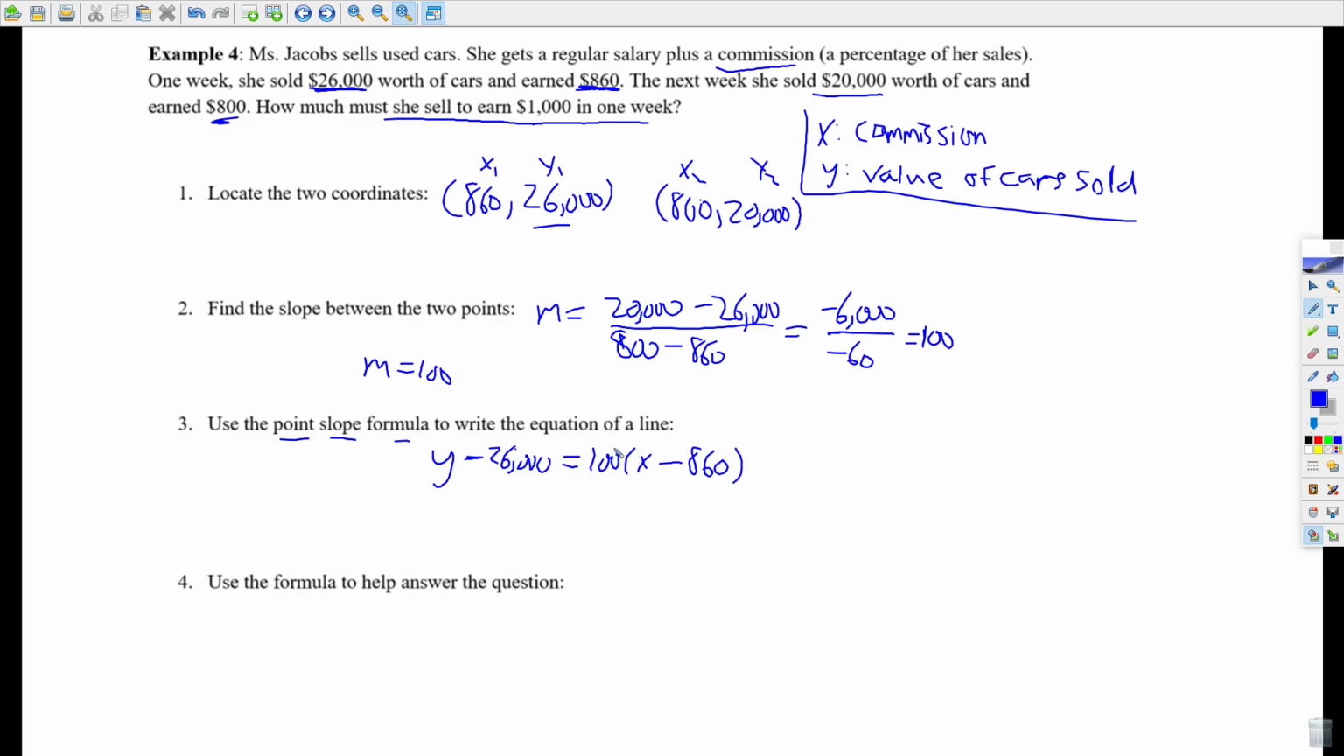All right, we'll distribute. So y minus 26,000 equals 100x. 100 times x is 100x, and then 100 times 860, which is 86,000. And then we're going to add on 26,000 to both sides to finish this equation off.